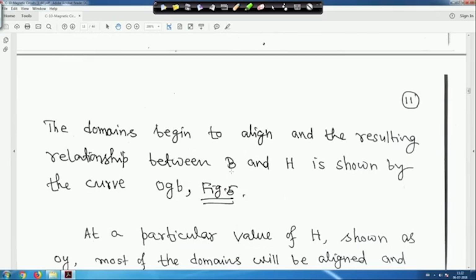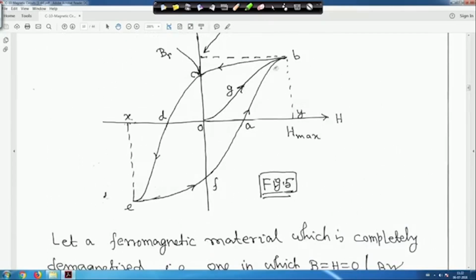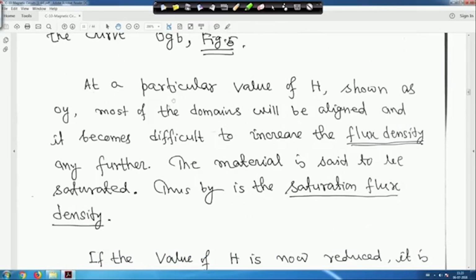and the resulting relationship between B and H is shown by the curve OGB. So, this is the curve OGB, this middle curve, that OGB. Suppose it has reached up to H. Now at a particular value of H as shown in OI, most of the domains will be aligned and it becomes difficult to increase the flux density any further. The material is said to be saturated, thus the saturation flux density.